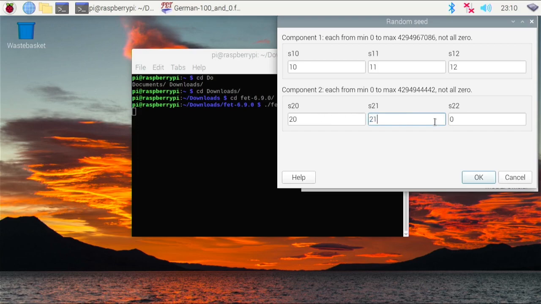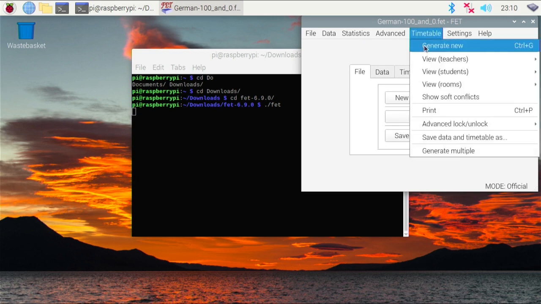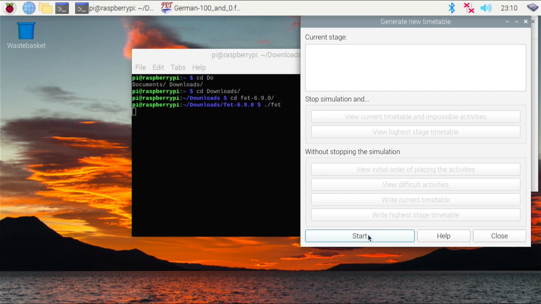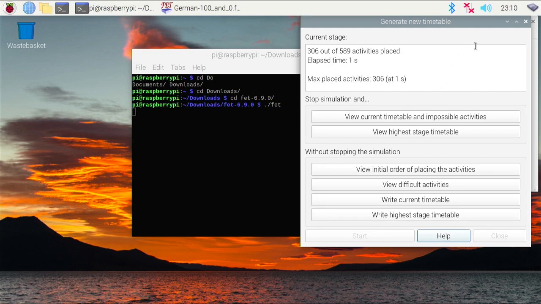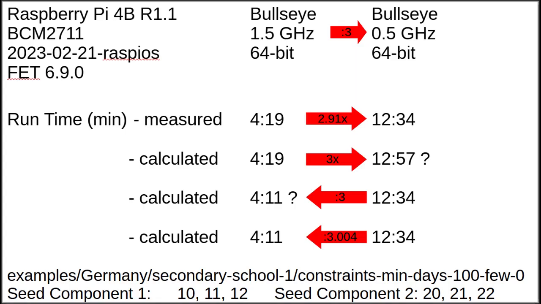I wasn't able to change the clock speed of my Intel CPU, so I switched to my Raspberry Pi 4B. By default, it is running with 1.5 GHz and needs 4 minutes and 19 seconds to solve the dataset. I decreased the frequency to 0.5 GHz, but it wasn't 3 times as slow. It took 12 minutes and 35 seconds to solve.